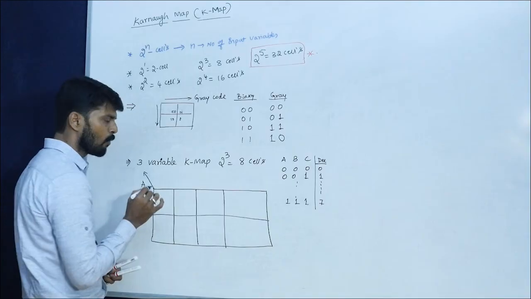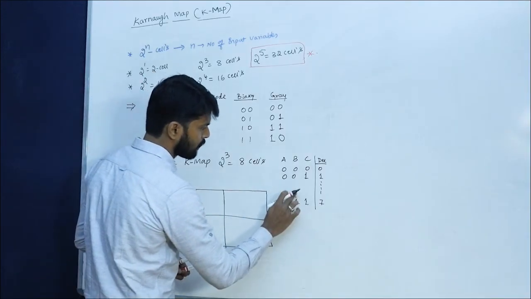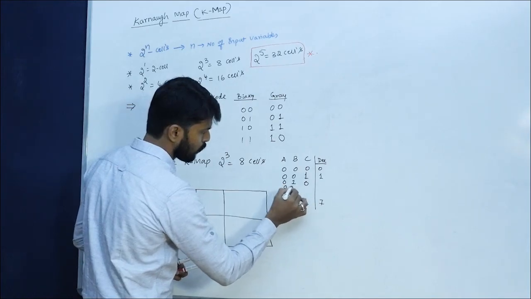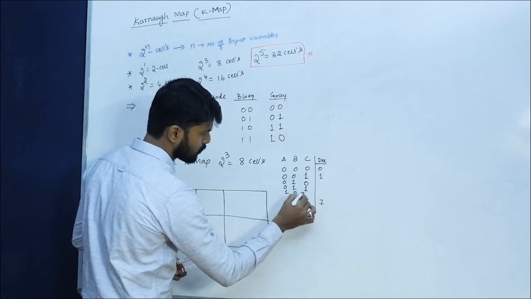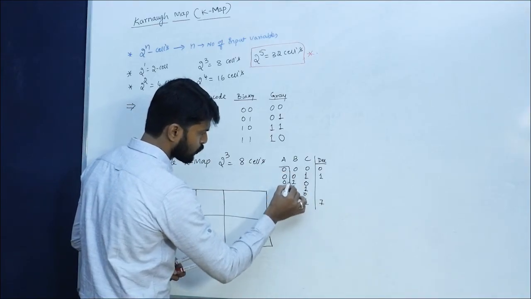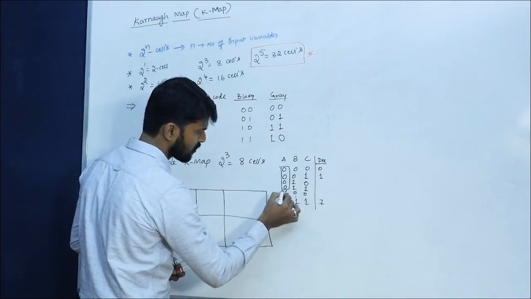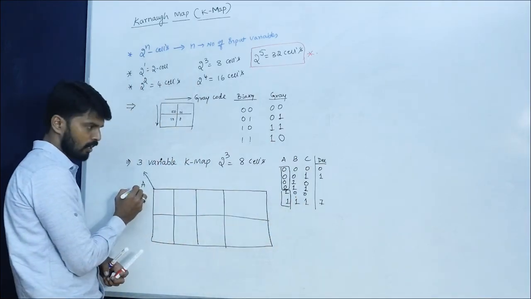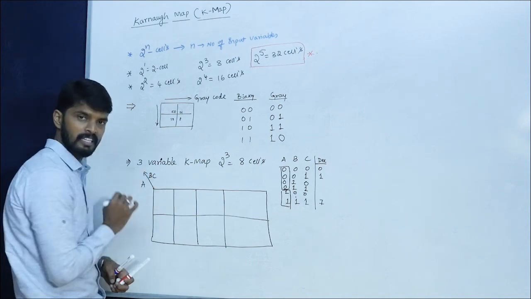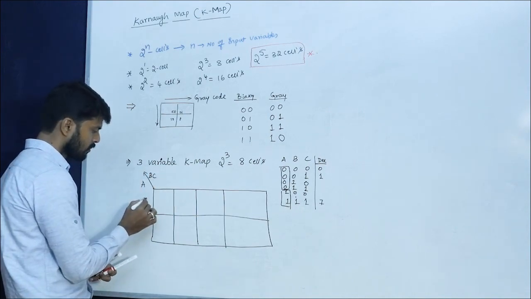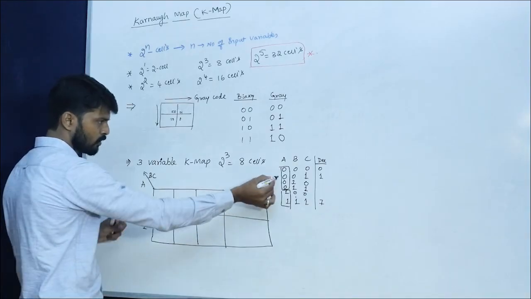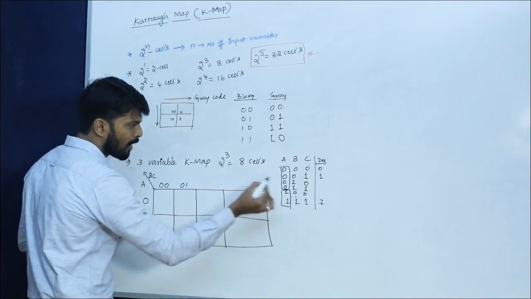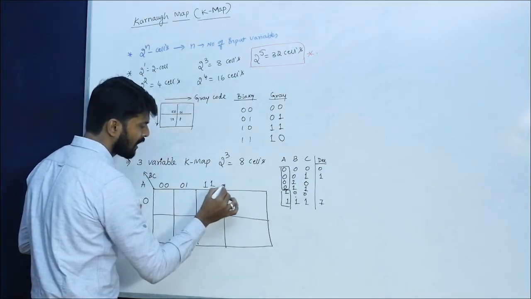Here I will take A. Why? Because if I would have written the combinations completely, 0, 0, 0, 0, 0, 1, 0, 1, 1, next is 1, 0, 0, then for the first 4 combinations only BC is changing, A is constant. For the other 4 combinations, A is constant, only BC is changing. That's why I am taking A this side and BC this side. This is 0 and this is 1. For this 0 combination, 0, 0, 0, 1, instead of 1, 0, I will write 1, 1 and 1, 0.